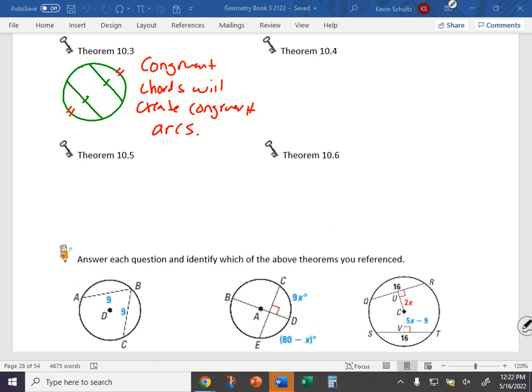So let's put in a couple points here. Here's A, B, C, and D. We know that segment AB is congruent to segment CD because arc AB is congruent to arc CD. Those two things will go hand in hand: congruent chords with congruent arcs, and vice versa.